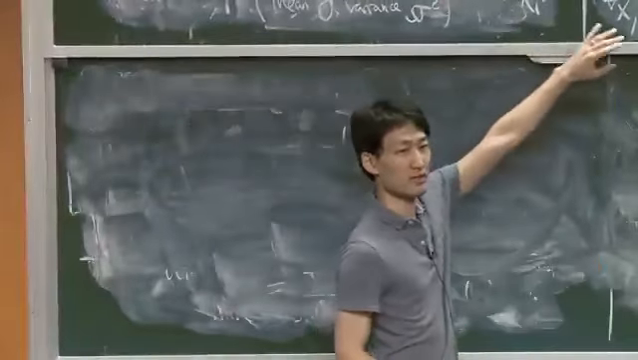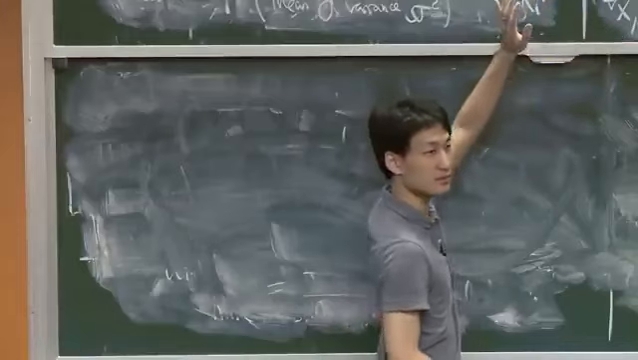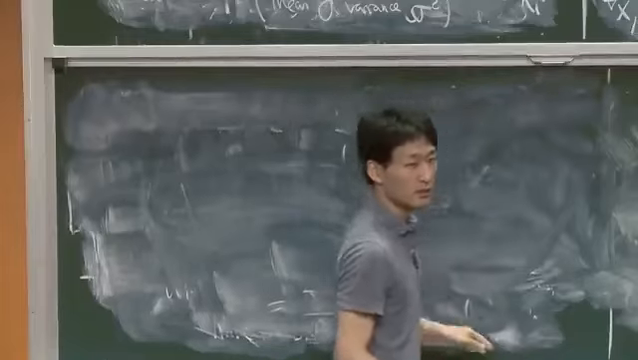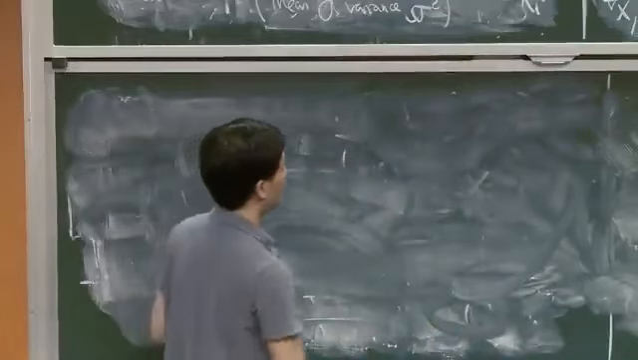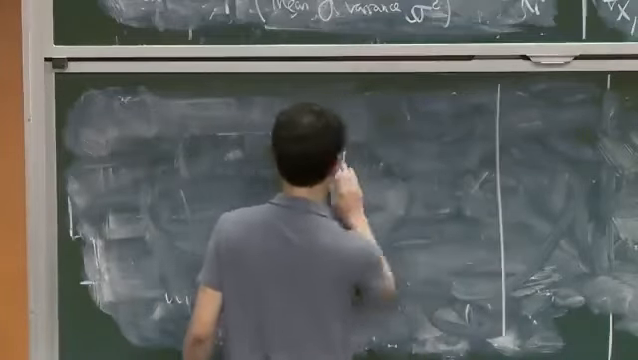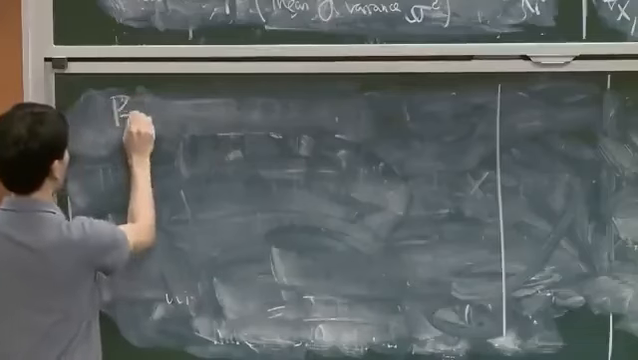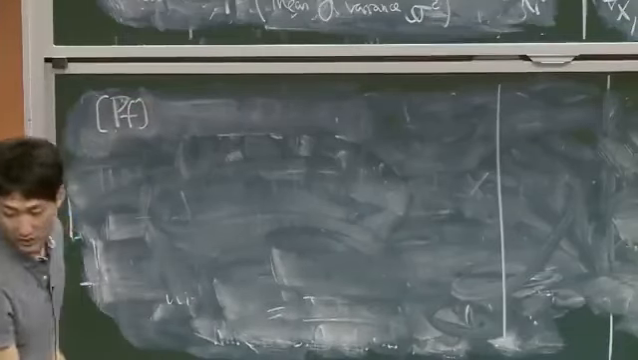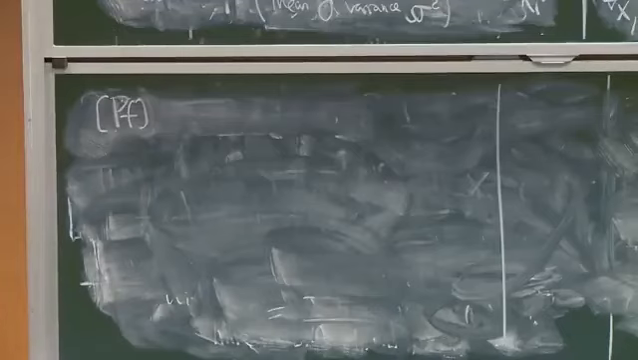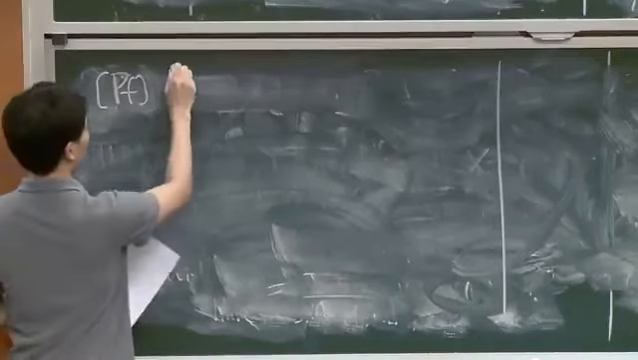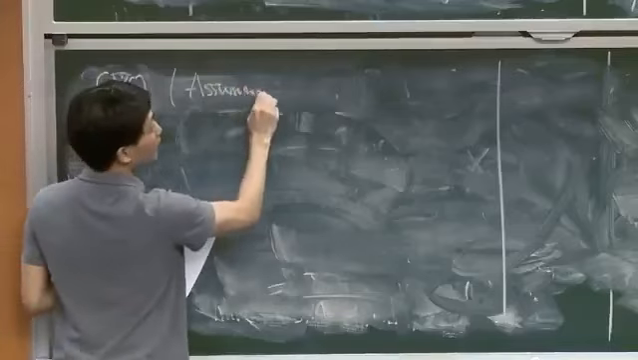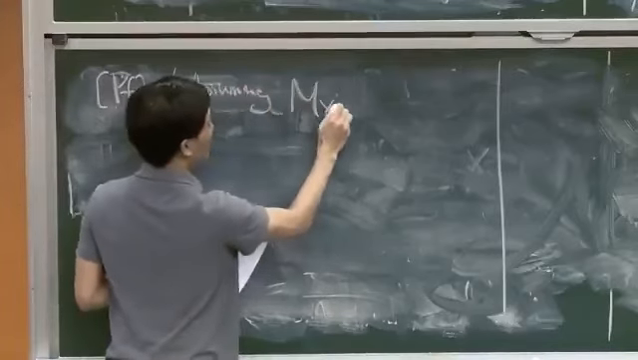Any questions about the statement or any corrections? Any mistakes that I made? Okay. Now the proof. I will prove it when the moment generating function exists. So assume that the moment generating function exists. So proof assuming m of xi exists.